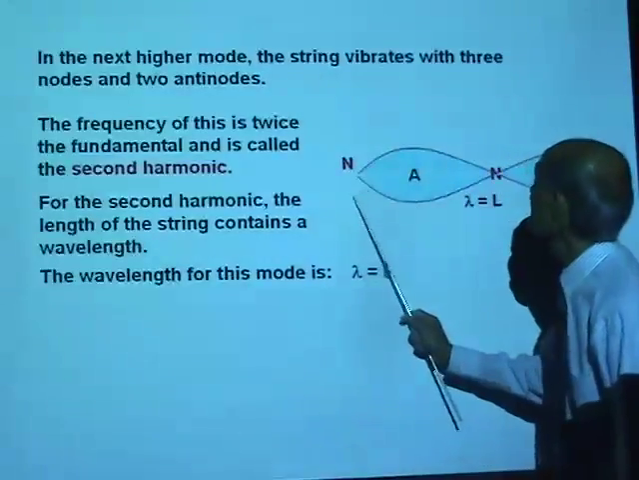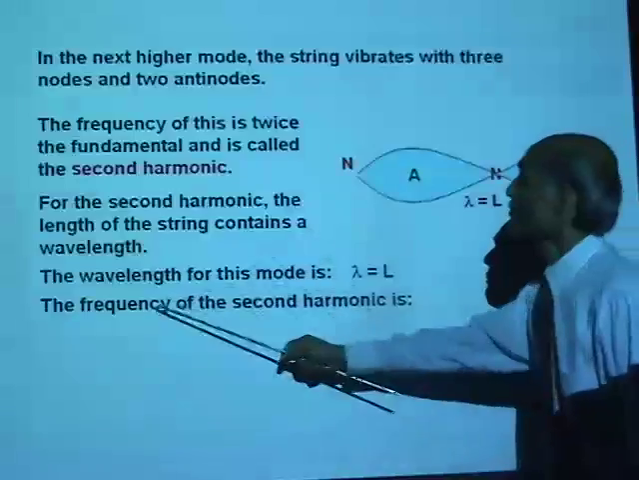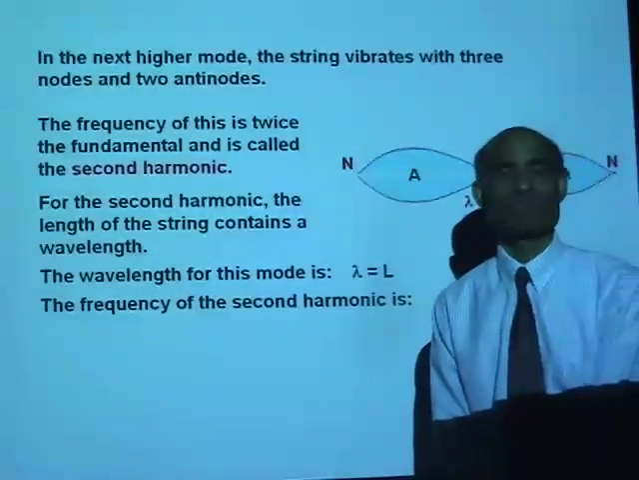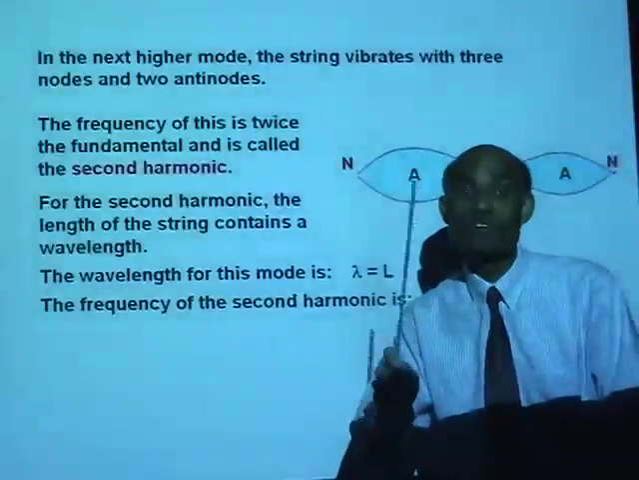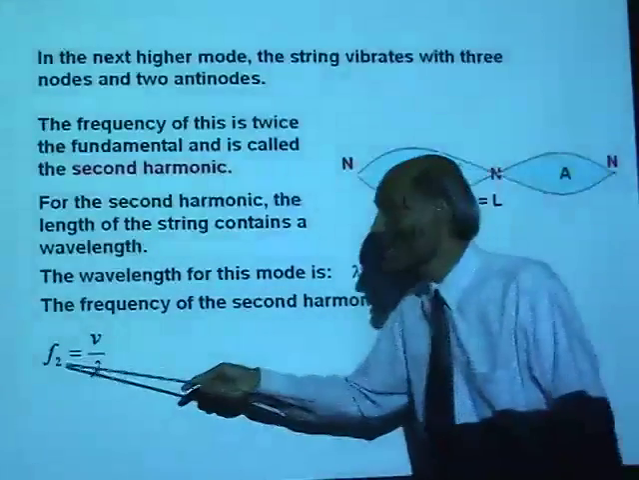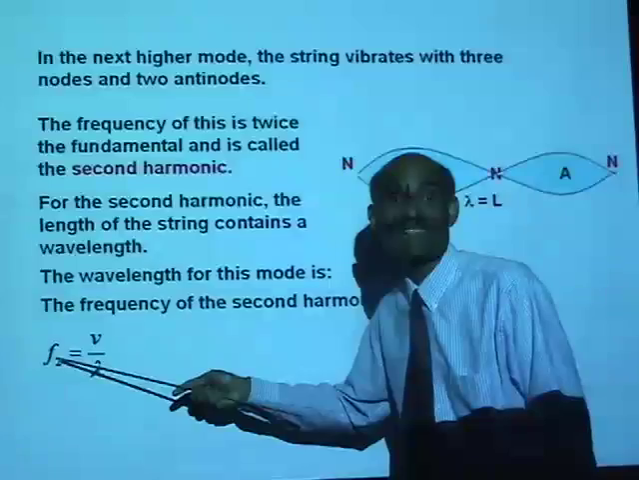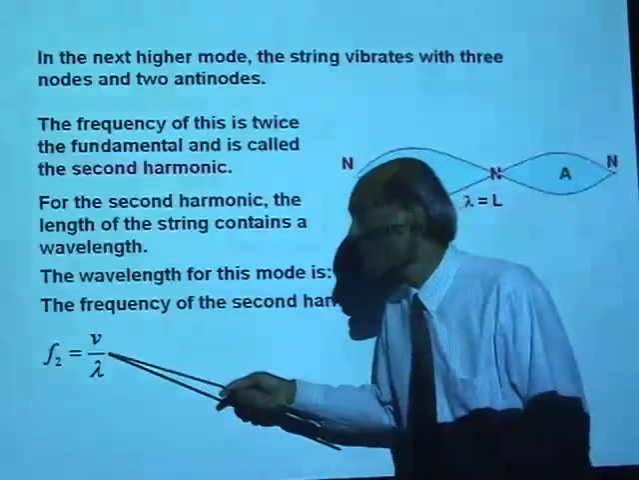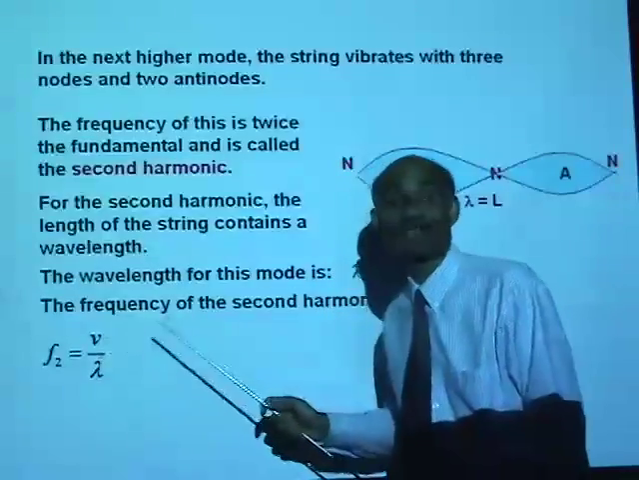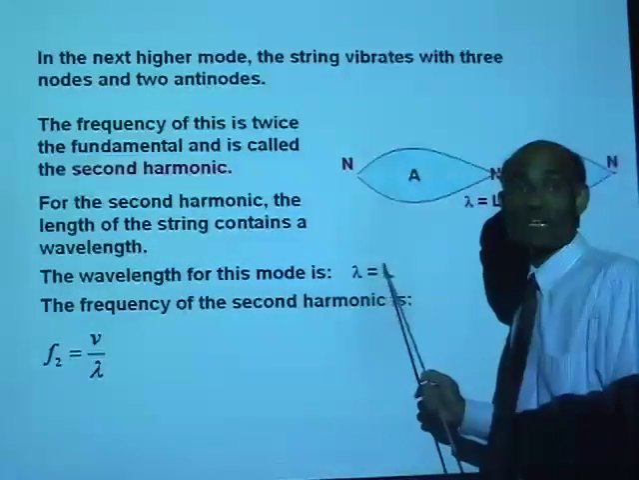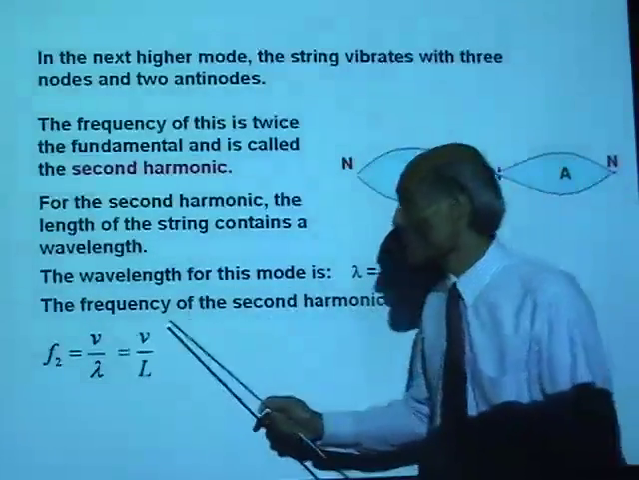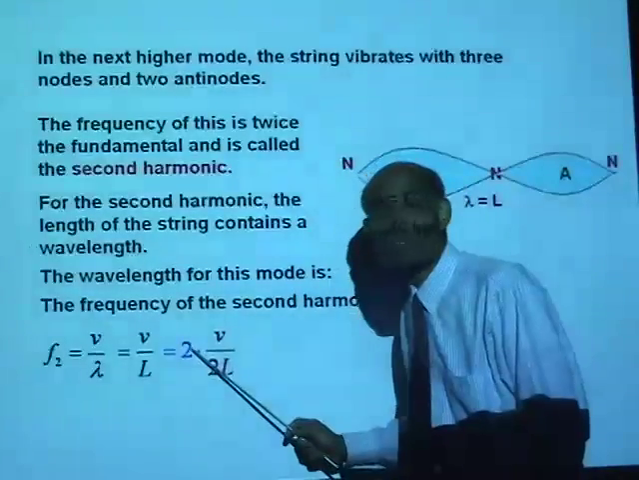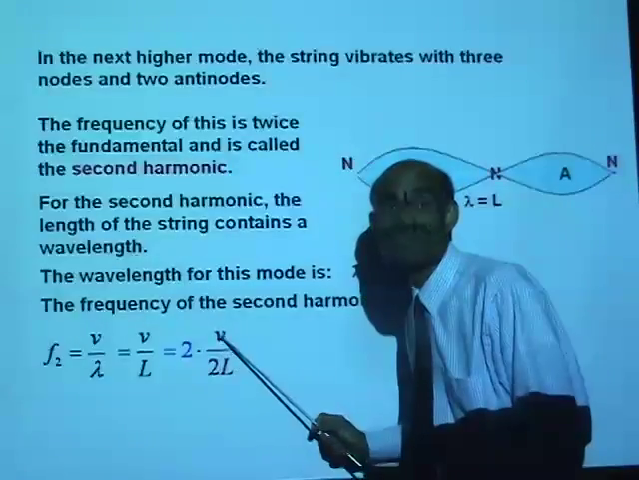Therefore, what is the frequency of the second harmonic? Well, F equal to V over lambda, is that right? I'm going to call the frequency of the second harmonic F2 equal to V over lambda. And what is lambda equal to for the second harmonic? Lambda equal to L. So that will be V over L. And I can write this as 2 times V over 2L.